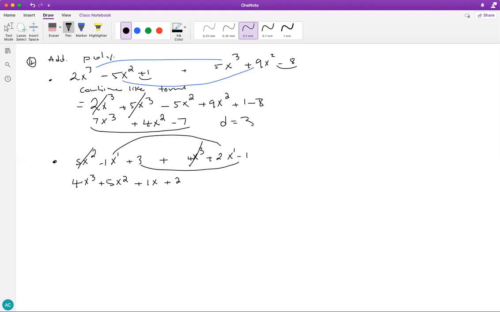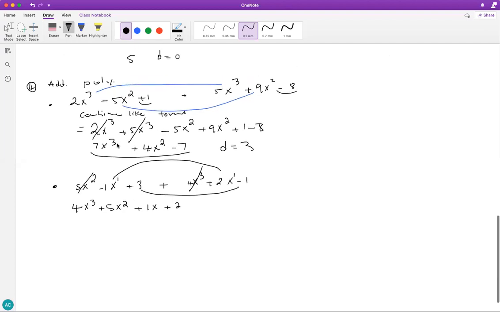Okay, everyone, so now the second part is to see how to subtract polynomials. So addition is pretty straightforward, no big deal. Subtraction can be a little tricky, so you have to be careful when subtracting polynomials.